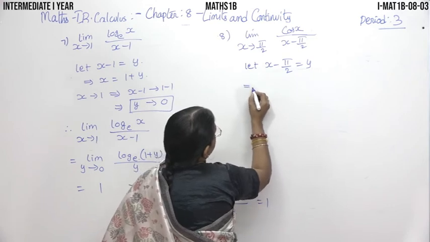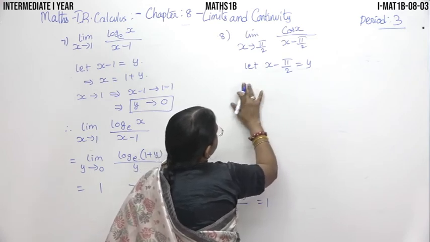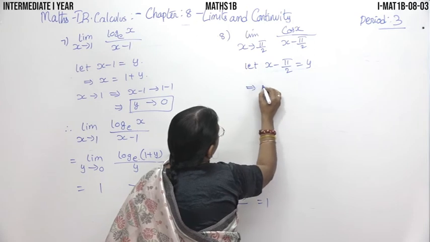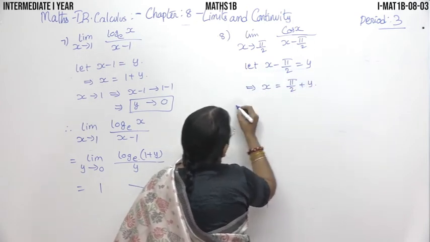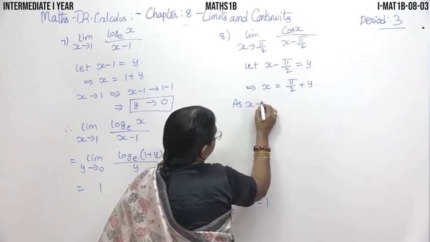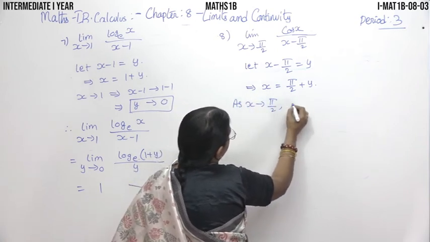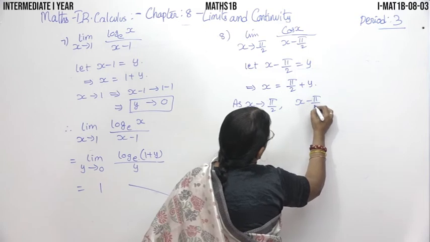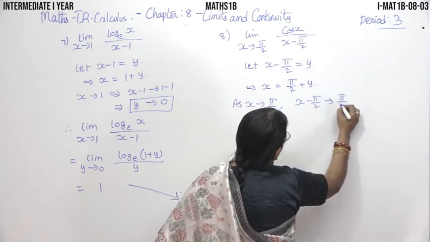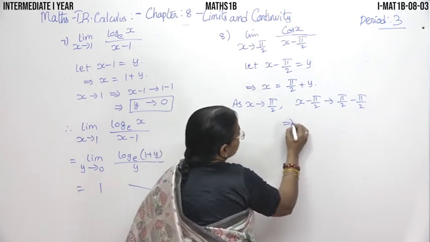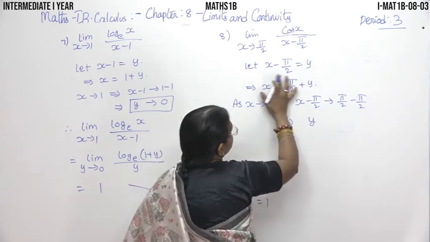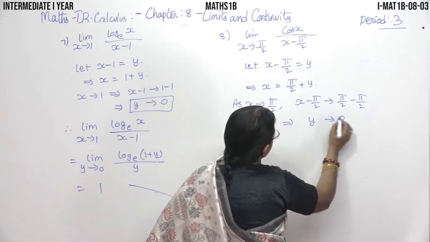So that means x minus pi by 2 is equal to y. So what is x? X is equal to pi by 2 plus y. Now as x tends to pi by 2, x minus pi by 2 tends to pi by 2 minus pi by 2. So you are subtracting pi by 2 on both sides. That means y. X minus pi by 2 is y. So y tends to 0.